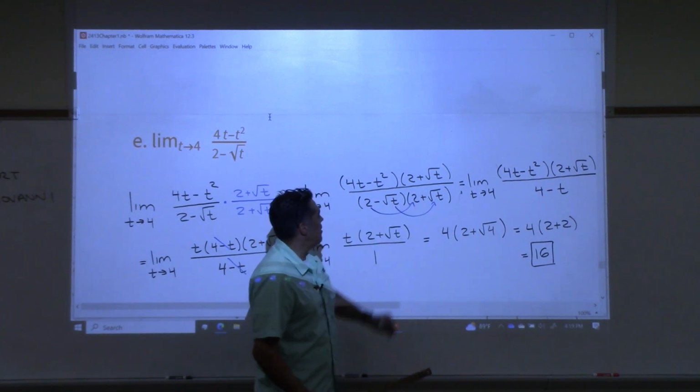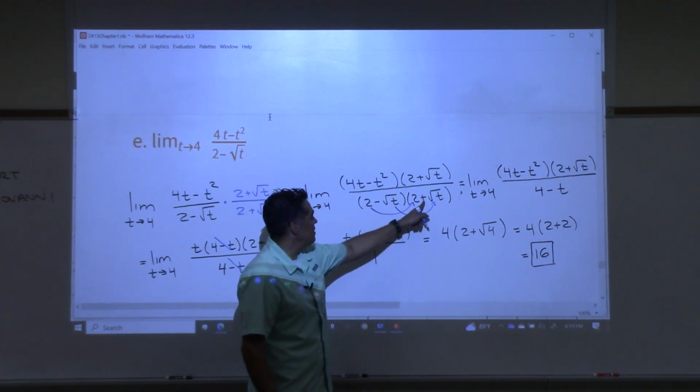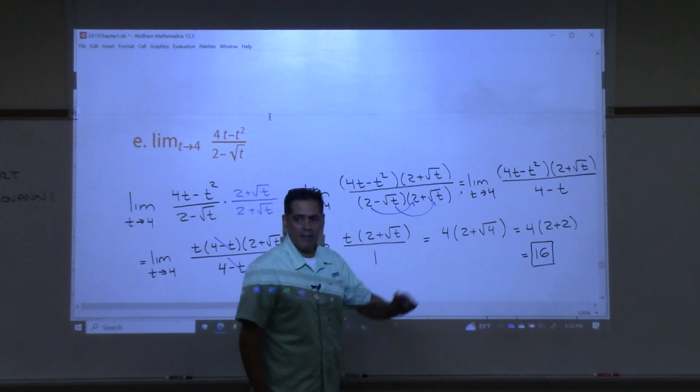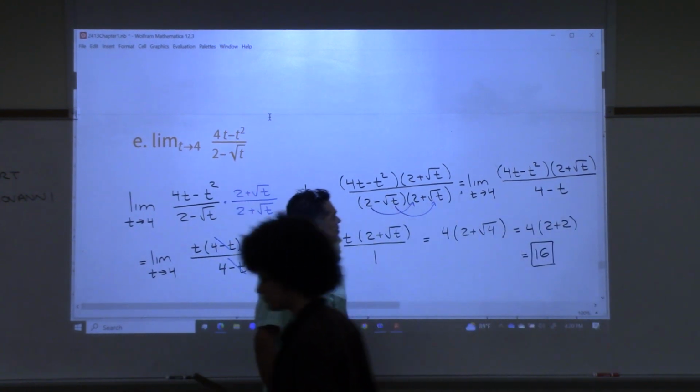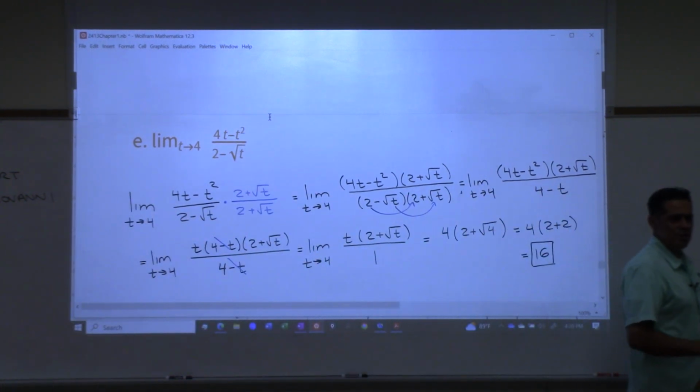This and this together, I get a negative times a positive is negative. The root t and root t together become t. So we've got 4 minus t. Any questions there? No?